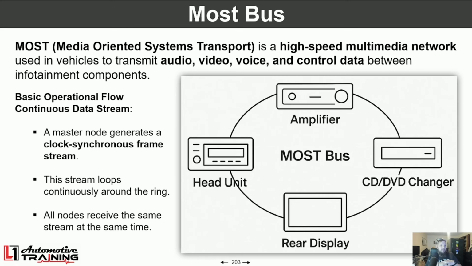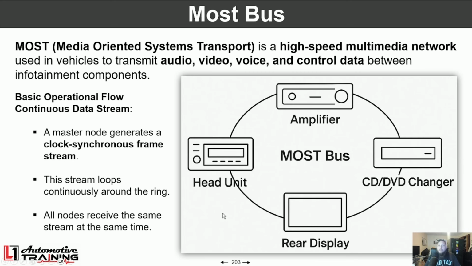Now, there is a master node that generates a clock synchronous frame stream, and then everyone receives all of the messages, one after the other, in a continuous loop. So it's not a situation where there's arbitration like there is in most networks. Everyone receives every message and it just stays on the bus, and everyone's adding their piece all the time. It is a very high-speed bus, but they all receive it all at the same time, one after the other, just in a loop.